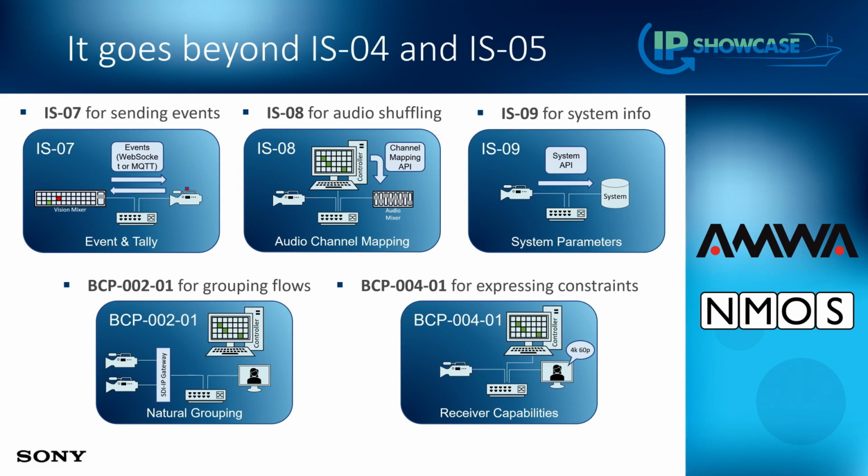And then at the bottom here, we've just got a couple of BCPs. BCP is a best common practice, whereas the ISs are API interface specifications. The best common practice here for grouping flows, BCP-002-01.